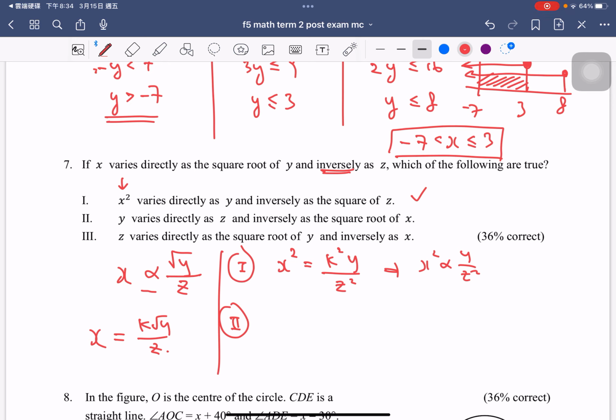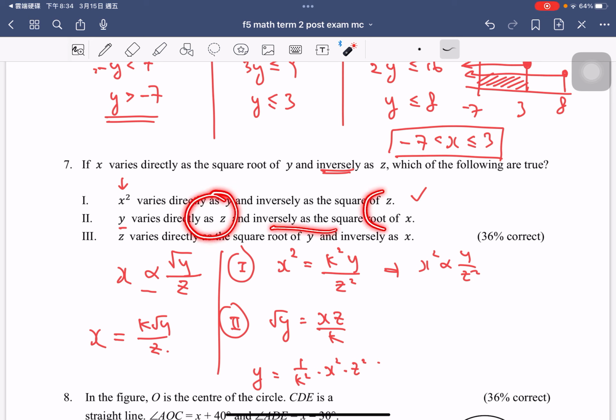The y actually varies directly, so we make y the subject. So now we have the square root of y is equal to xz divided by k, but we need to square this, so y is equal to 1 over k squared times x squared times z squared. So let's see, the expression here is directly as z and inversely as the square root of x, which is not correct, because you can see that it's actually proportional to x squared and z squared. So the second one is wrong.